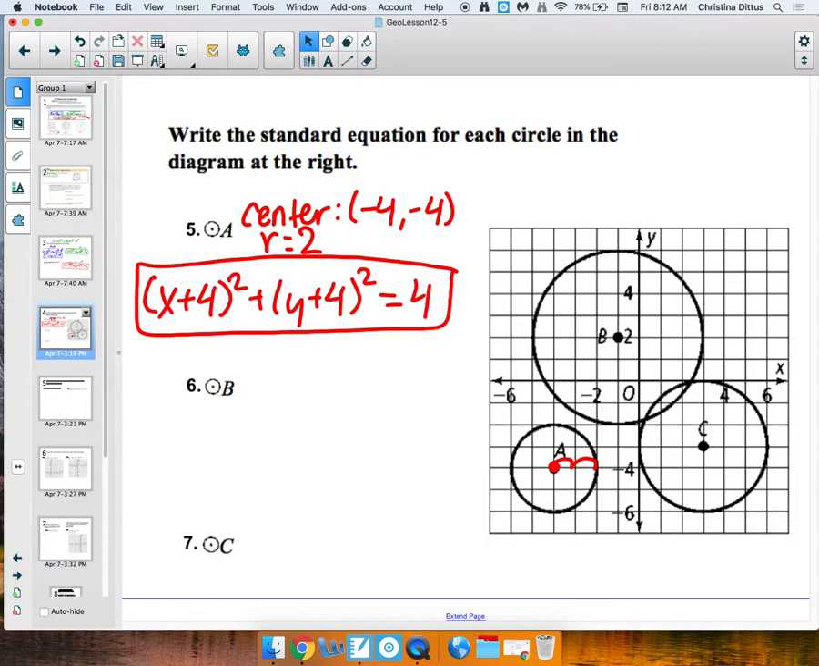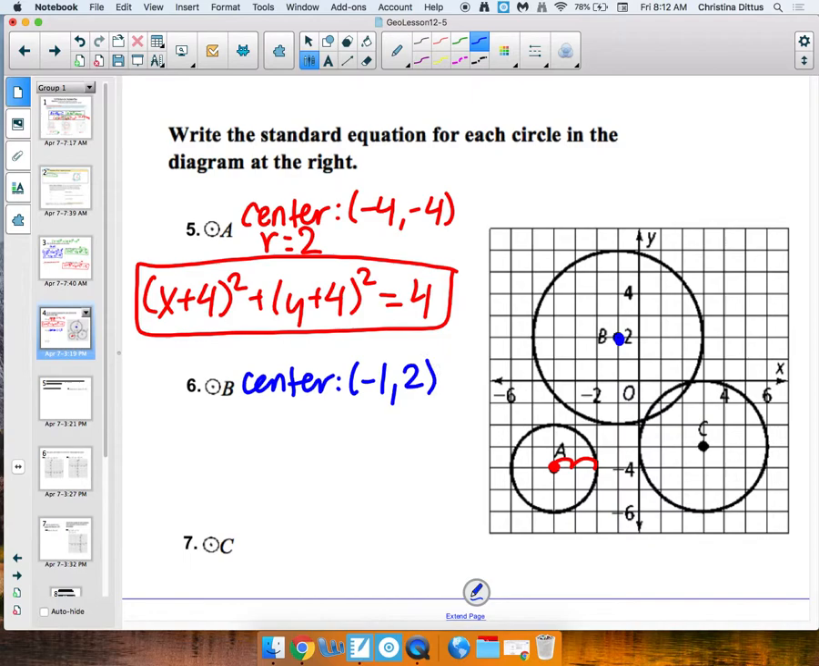Questions there? Okay, B. What info do I need to know for circle B? My center. What's my center? Negative 1, 2. You guys agree? What else? Radius is 4.